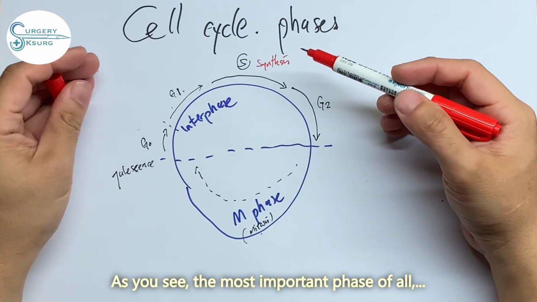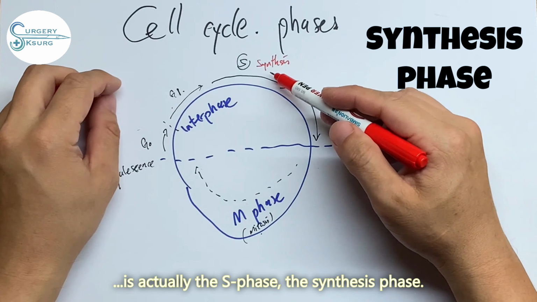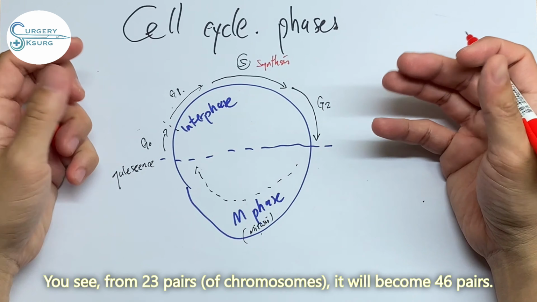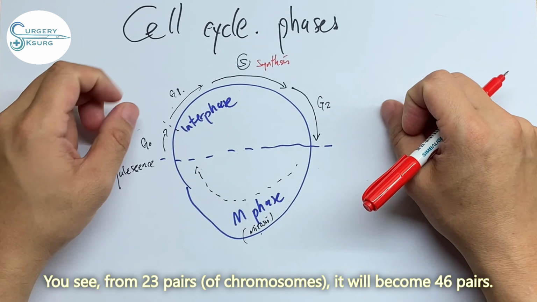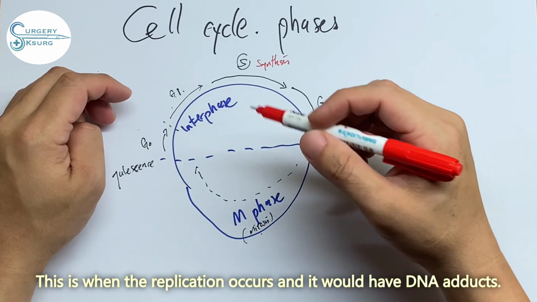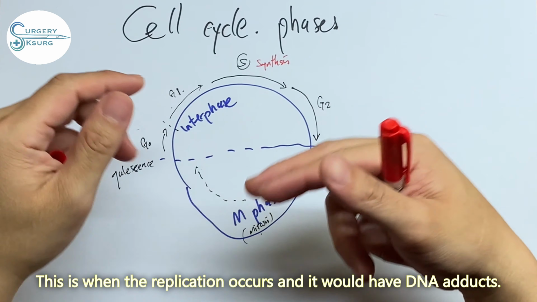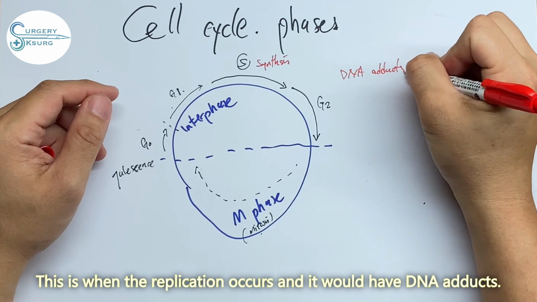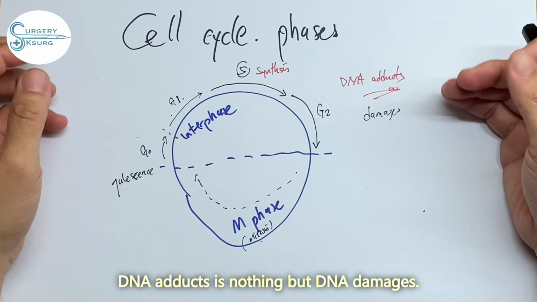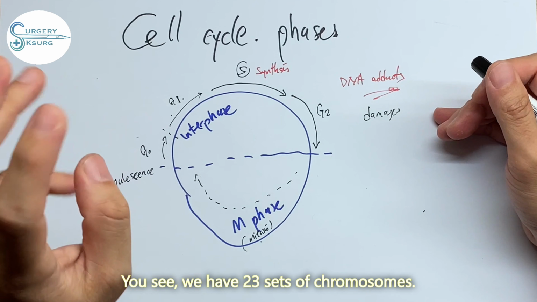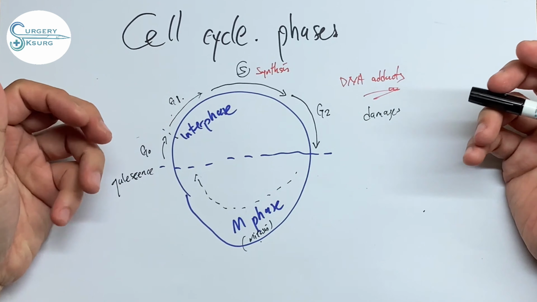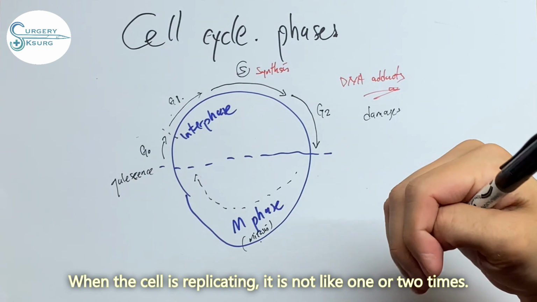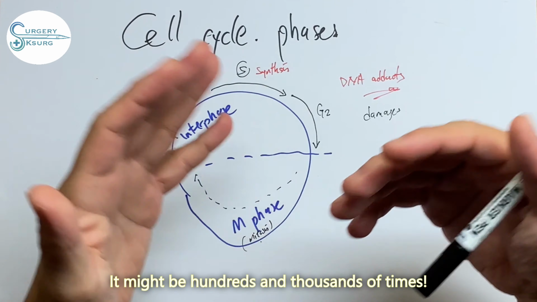As you see, the most important phase of all is actually the S phase, the synthesis phase. The synthesis phase is where the DNA replicates. See, from 23 pairs, it will become 46. This is where the replication occurs and it would have what we call DNA adducts. DNA adducts is nothing but DNA damage. You see, we have 23 sets of chromosomes, right? When the cell is replicating, it's not like one or two times. It might be hundreds to thousands of times.